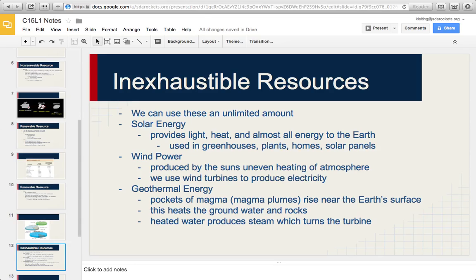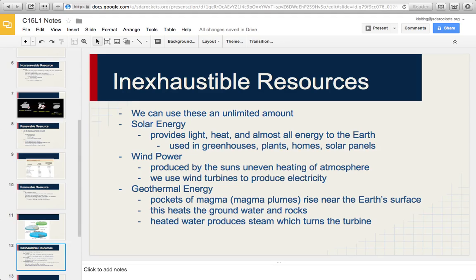Our next one's going to be wind power, produced by the sun's uneven heating of the atmosphere. So hopefully we have heard that hot air rises and cold air sinks. If we have one spot getting hot, then we're going to have that area start to rise. And when that happens, we have cold air move around and hot air starts to move around. And that's what actually causes the winds. So we use the turbines to produce electricity off of those winds. And I'm sure you've seen the really, really big windmills.